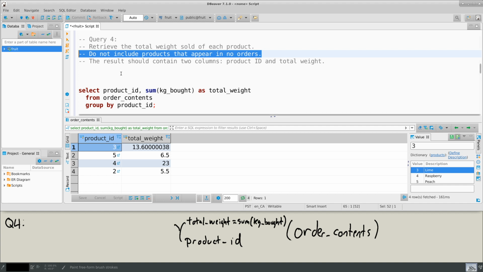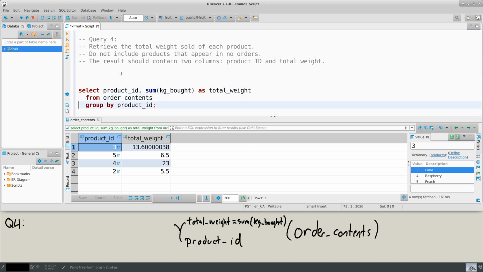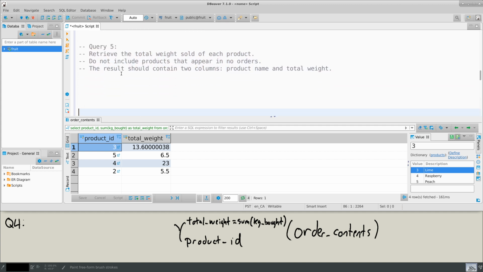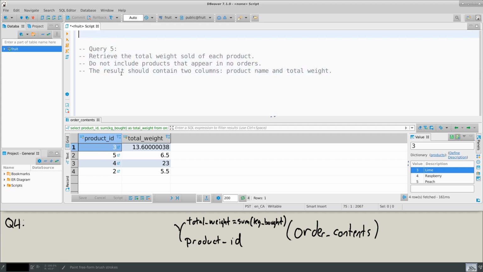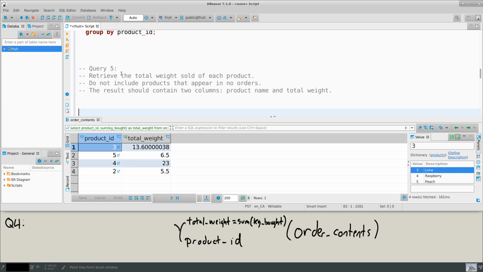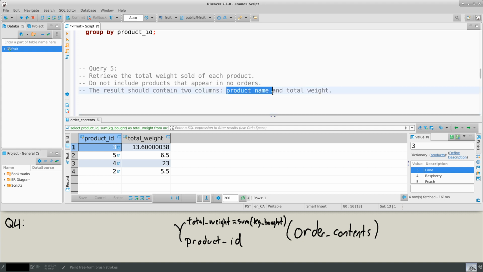Okay, let's take a look at query number 5. And I'm going to cheat with my relational algebra here. And I'm going to leave it up. Okay, query number 5, let's compare the two of them. Query number 4 is retrieve the total weight of each product. Okay, query number 5 is retrieve the total weight of each product. Do not include products that appear in no orders. Okay, good. The result should contain 2 columns. This time it says product name and total weight.